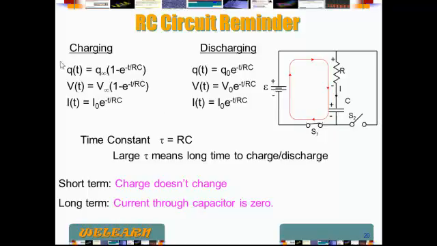Now, what we figured out is that the charge in the capacitor is given by this expression, Q infinity times 1 minus exponential minus t over RC. The RC is what we call the time constant.